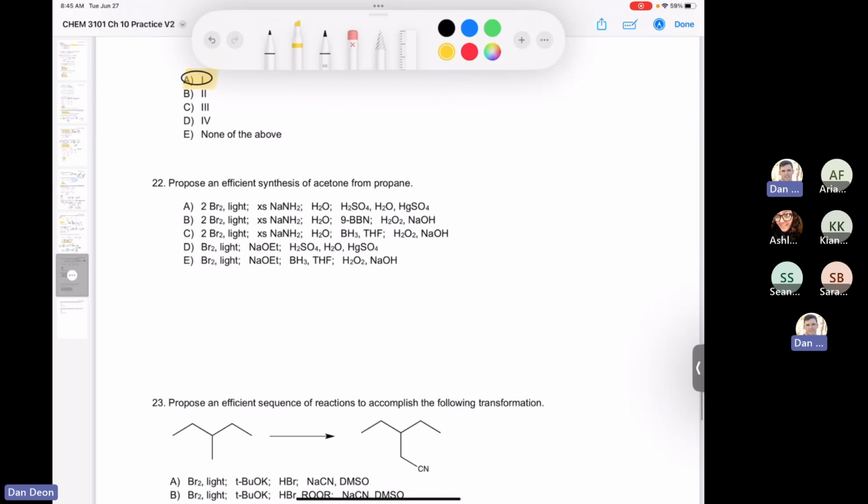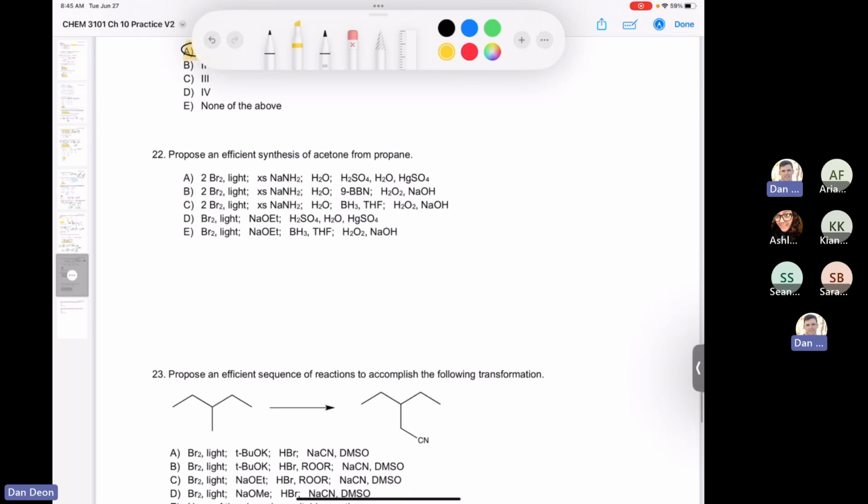Number 22, propose an efficient synthesis of acetone from propane. So you have to know what acetone and propane are. Well, I know you all know what propane is. It's this here. Acetone is nail polish remover. Acetone can also be called propanone. Nobody calls it that, but that would be a systematic name for it.